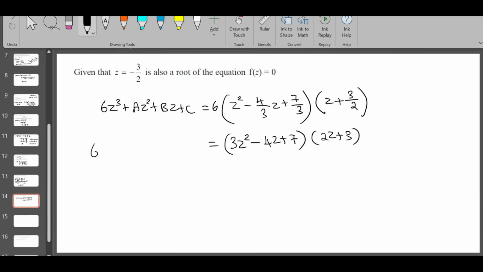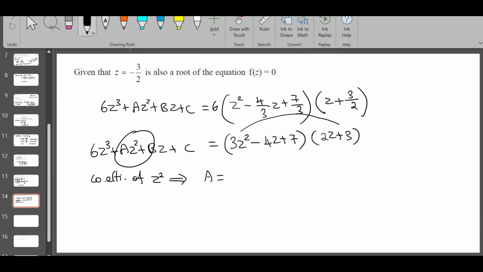which is equal to 6z cubed plus az squared plus bz plus c. Now compare the coefficients to find a, b, c. I'm going to compare the coefficient of z squared now. Here a is equal to, when you multiply these two, you're going to get 9. When you multiply these two, you're going to get minus 8. So a is equal to 1.